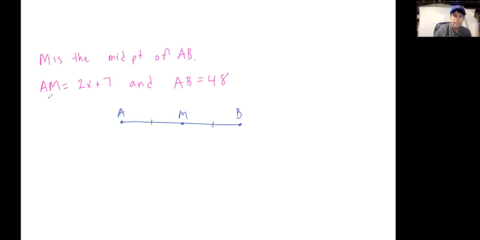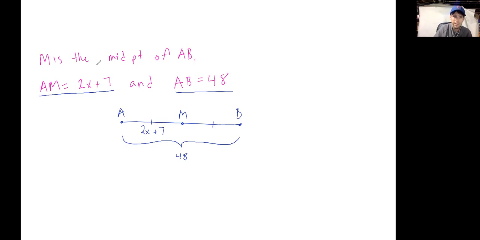And then the other thing is I'm going to take our given information and label my picture. So AM is 2x plus 7. And the whole thing, AB, is 48. All right. So now I need to figure out what sort of thing I could use.